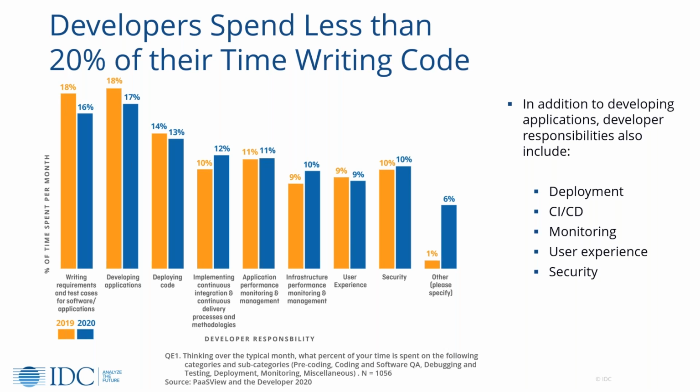Focusing on 2020, our finding is that developers spend 17% of their time writing code and a total of 46% of their time writing requirements, working on software design and architecture, and developing applications. This means that developers spend more than 50% of their time on operational responsibilities, such as CI/CD, monitoring, testing, security, and user experience.